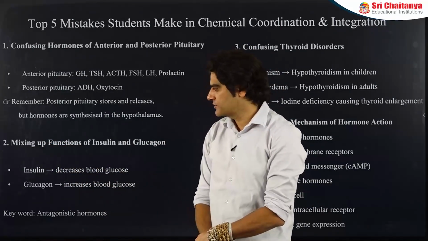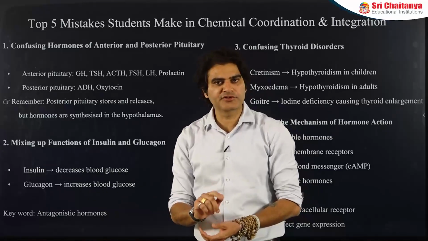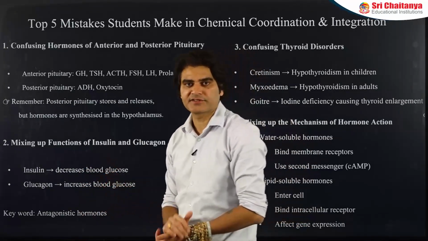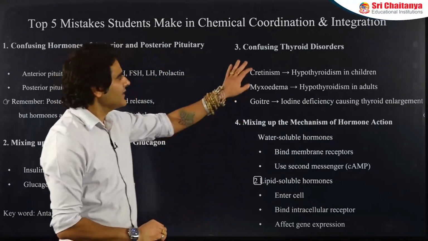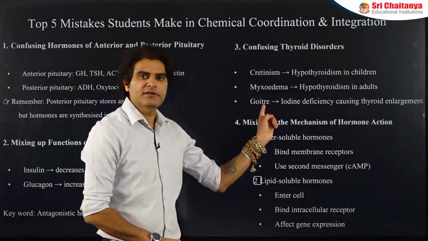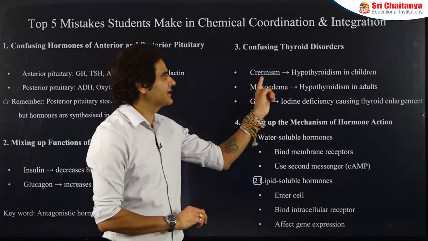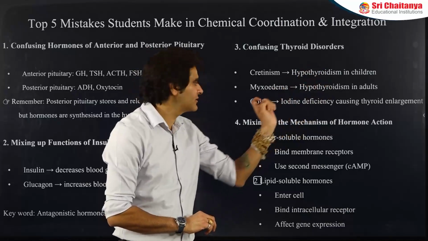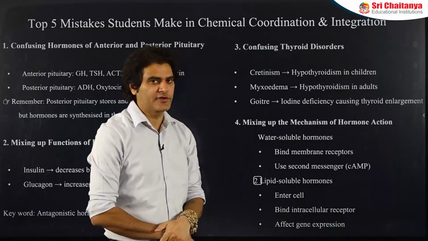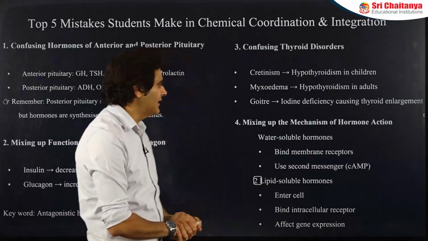Next key mistake that students make here is mixing up the functions of insulin and glucagon. Remember, insulin is hypoglycemic, glucagon is hyperglycemic. Similarly, confusing the thyroid disorders: cretinism, myxedema, goiter. All 3 of them are hyposecretion disorders of thyroxine. However, cretinism is hypothyroidism right from childhood, myxedema is hypothyroidism in adults, goiter on the other hand is iodine deficiency at any age, mostly in adulthood, that causes the thyroid to enlarge.